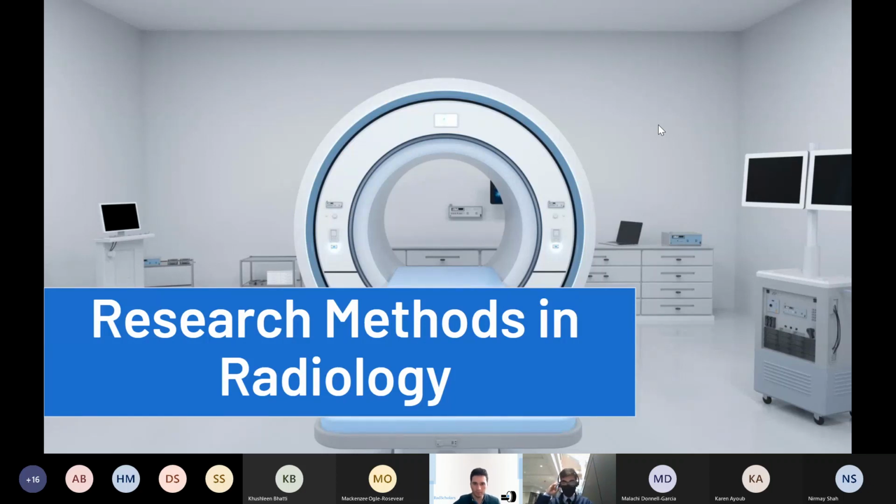Take off. Sure. I hope everyone can see my screen here. Can you see it? Yep, we can. Perfect. Okay, so I'll get started then.